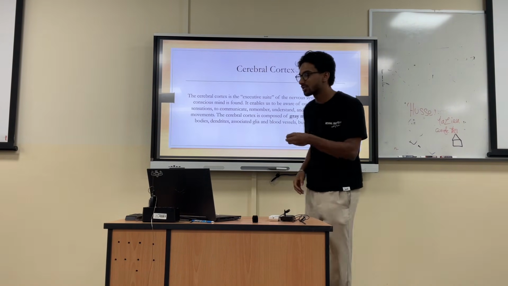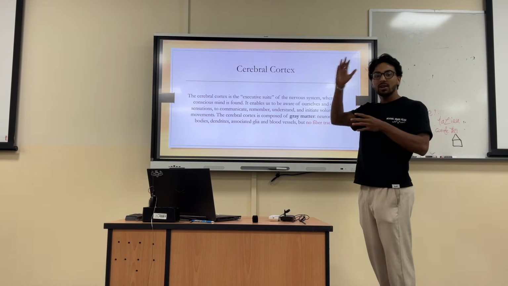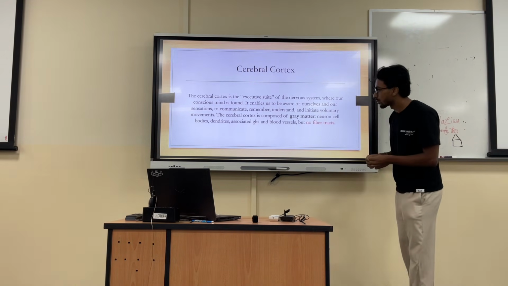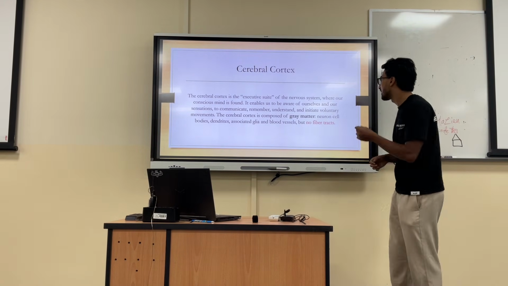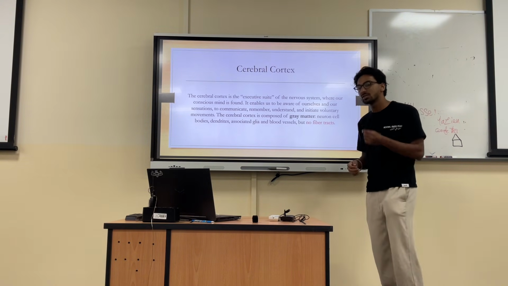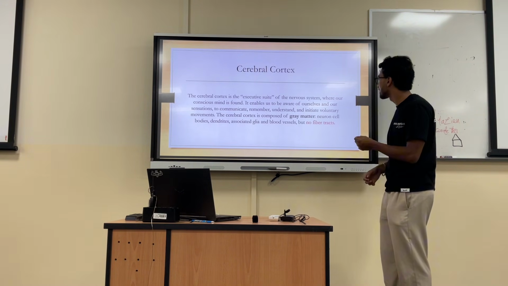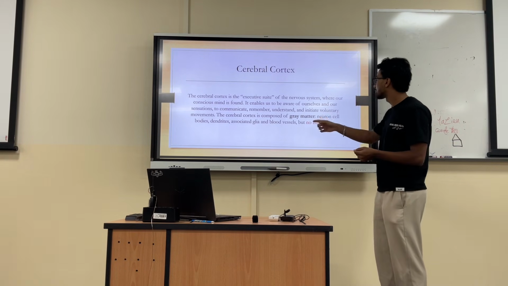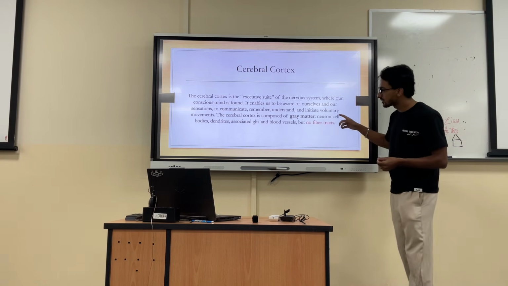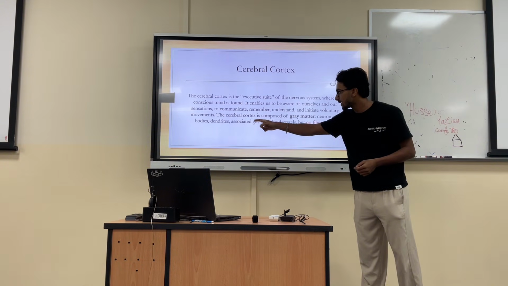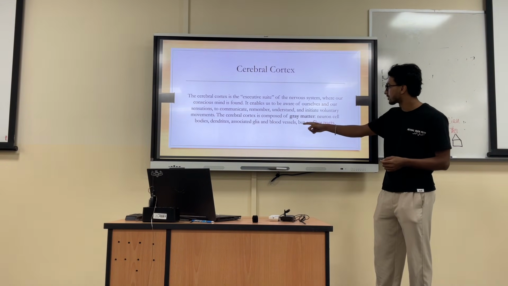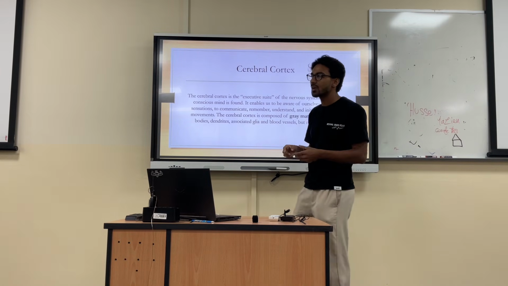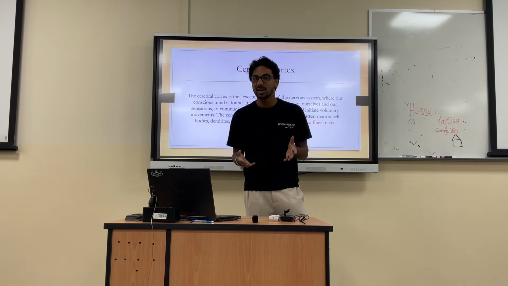Now, we come to the cerebral cortex, or the outer grey matter layer. It is the executive suite of the nervous system where a conscious mind is found. It enables us to be aware of ourselves and our sensations, to communicate, remember, understand, and initiate voluntary movements. The cerebral cortex is composed of grey matter, which has neuron cell bodies, dendrites, associated glia, and blood vessels, but no fiber tracts. What we say with glia is the other cells that are in the CNS.